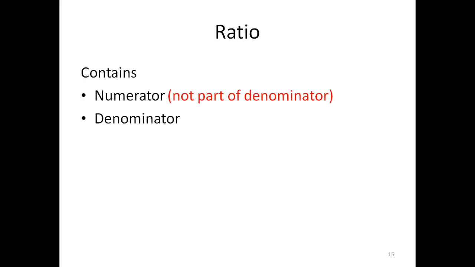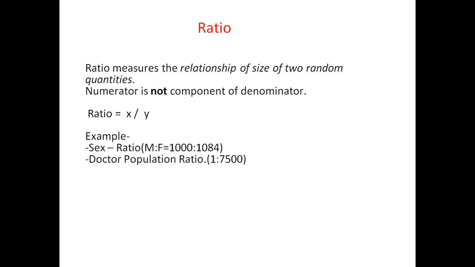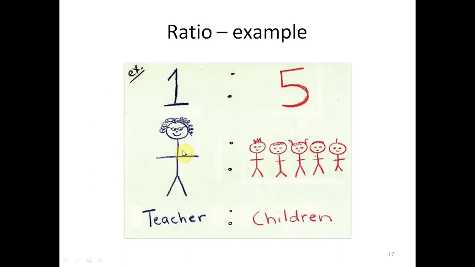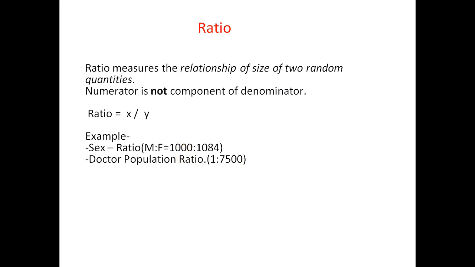The last one is ratio. Ratio is like the male to female ratio, husband to wife ratio, doctors to population ratio. Here the striking feature is that numerator and denominator are two different entities. In proportion and rate, it is expressing the same factor, but in ratio, the numerator and denominator are two different things. Males and females, doctors and patients, husbands and wives, students and teachers, they are two different entities. So the numerator is not a part of the denominator. Suppose sex ratio, that is male to female, in Kerala, the male to female ratio is 1000 to 1084.